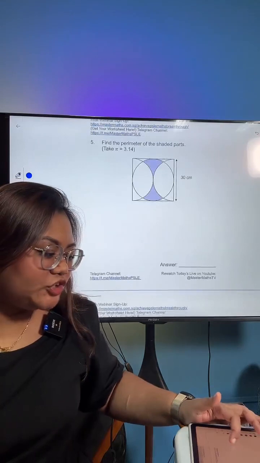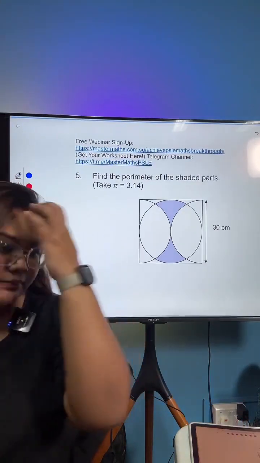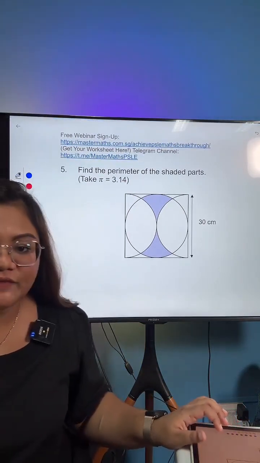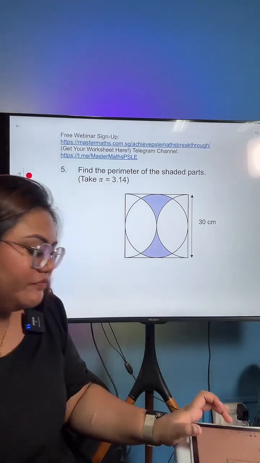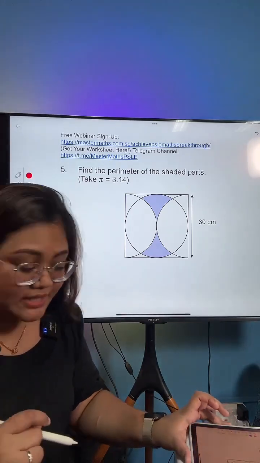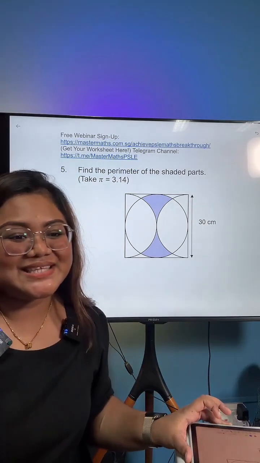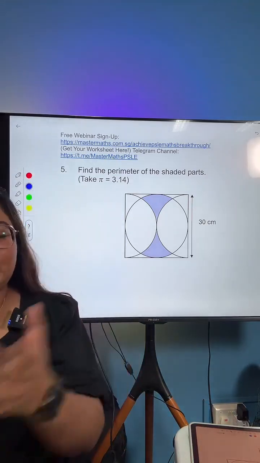Once again, if you just joined, my name is Coach Shahira. We are going through PSLE Maths on Circles, a revision on circles. We are at question 5 out of 8 questions. If you would like to get your hands on our worksheet, they can be found here at MasterMaths PSLE. Okay? Alright guys, so let's take a look at question 5.